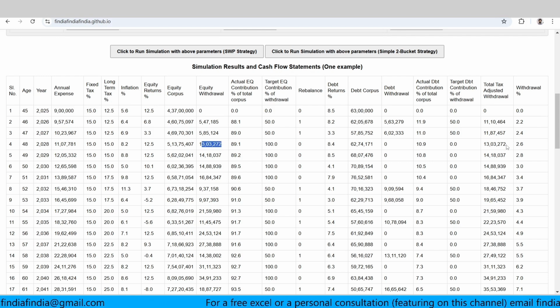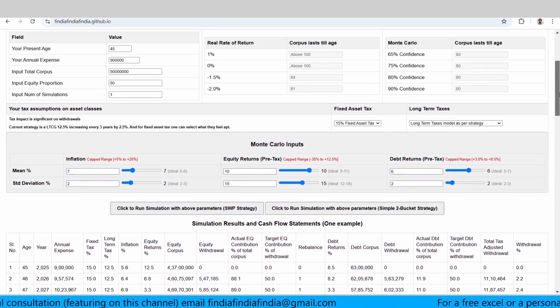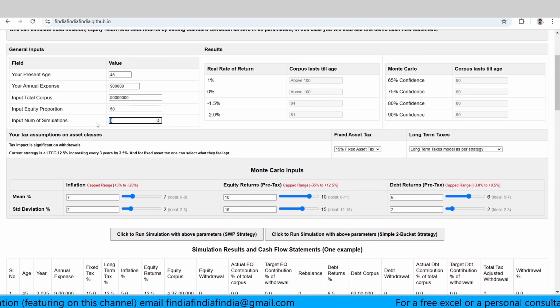Okay, so if you see here, the total expense you wanted for this year is 11 lakh rupees as annual expense. In 2028, you have to withdraw 13 lakh rupees, and the entire 13 lakh rupees is going to be withdrawn from equity. So this is just a few cycles. You have to run this completely for, say, 500 cycles.